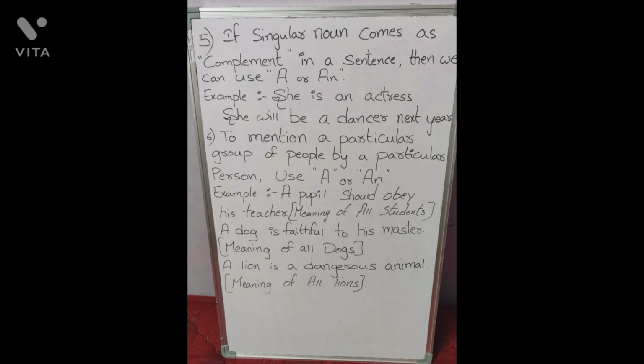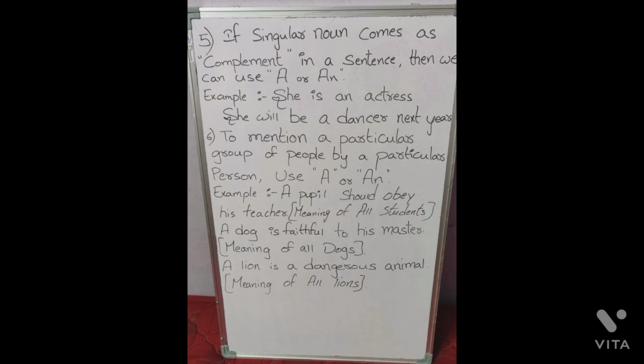And next, if a singular noun comes as a complement in a sentence, then we can use a or an. Okay, the article a or an is used with singular nouns. Example, she is an artist. She will be a dancer next year. So when a singular noun comes as a complement, then we can use a or an in the sentence.